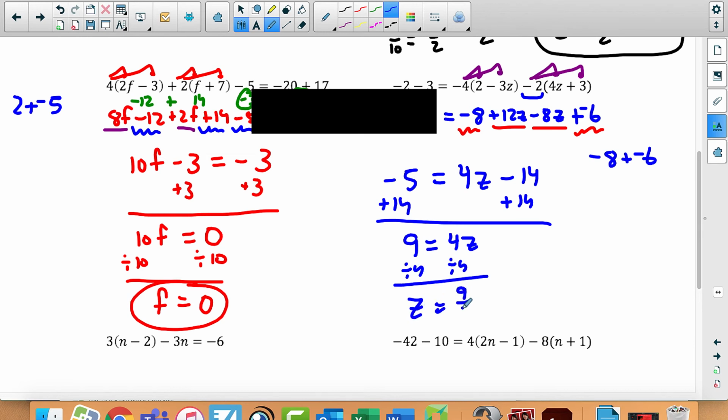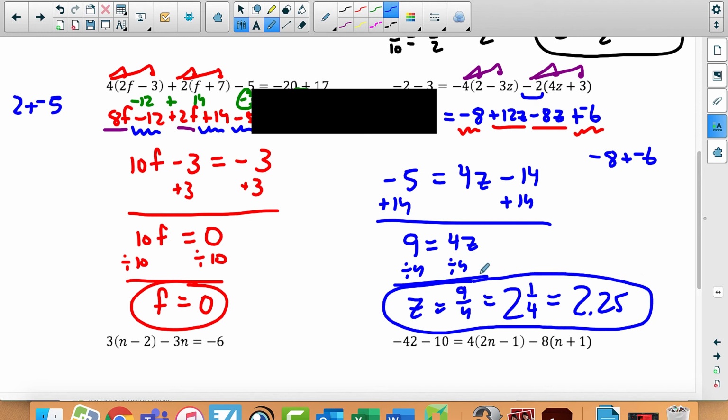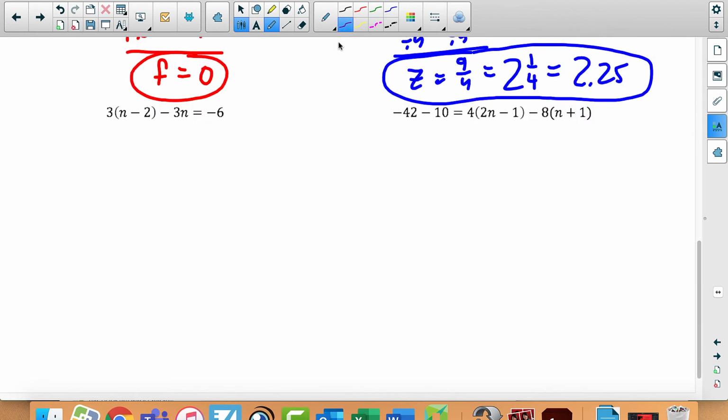Doesn't go in evenly. So you can write it like that. You can make it mixed. 4 goes into 9 2 times with 1 left over, so 2 and 1/4. Or you can put it in your calculator and you'll get 2.25. Any of those are great. Weird questions, these last two, so watch carefully.